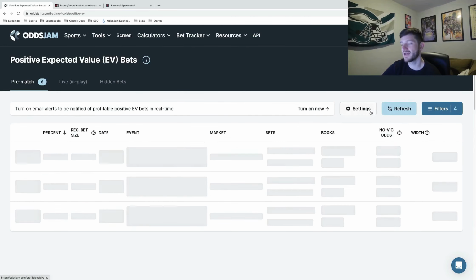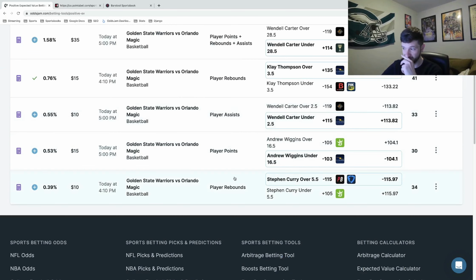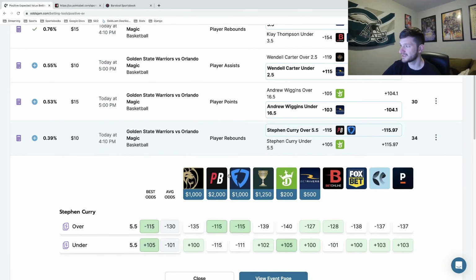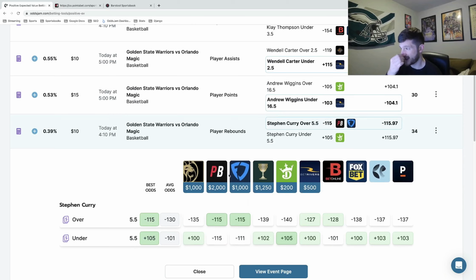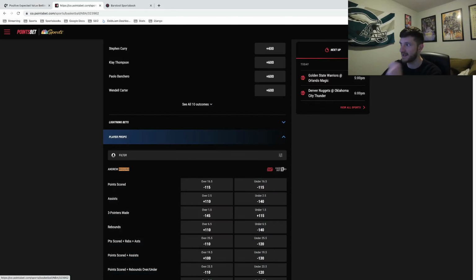So let me give this one another last refresh because the odds changed on me. And the last one that I was going to lock in here was actually going to be Steph Curry over 5.5 rebounds, but the odds changed on me a little bit. It's not as favorable, but it actually is still pretty good. So I'm going to go ahead and lock this one in as well. Steph Curry over 5.5 rebounds.